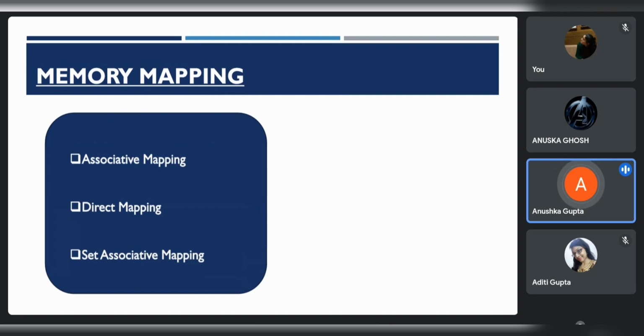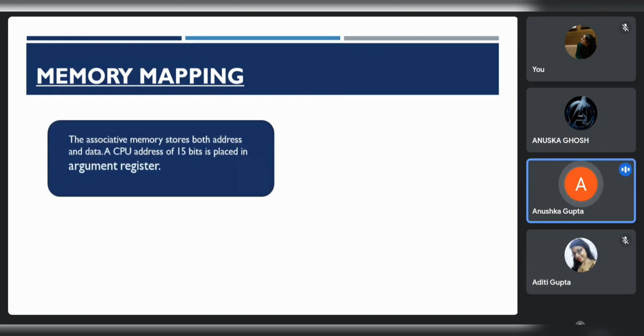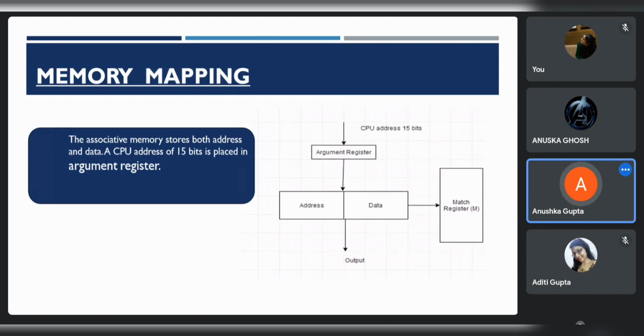Now let us discuss the first type, associative mapping. The associative memory stores both address and data. The address value of 15 bits is a 5-digit octal number and data is a 12-bit word in a 4-digit octal number. A CPU address of 15 bits is placed in the argument register and the associative memory is searched for a matching address. Now let us see what direct mapping is.